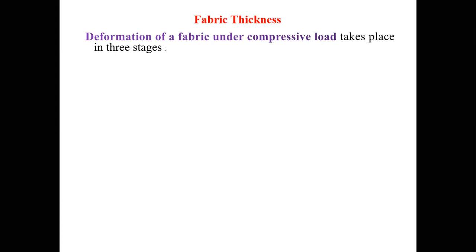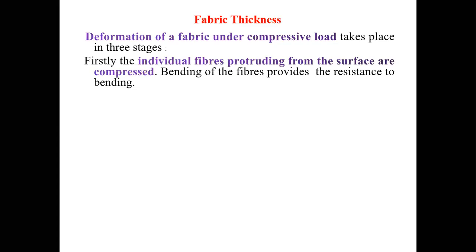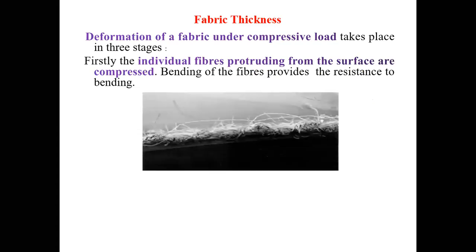Now let us see, when we apply a compression load onto the fabric, how the fabric will behave. Naturally, the fabric will deform. Now, the deformation of the fabric will take place in 3 different stages. Firstly, the individual fibers protruding from the surface are compressed first, and the bending of the fibers provides the resistance to bending. That means if we apply a compressive load onto the fabric, first the individual fibers which are coming out from the surface of the fabric will compress first. See, this is the fabric, and these are the fibers which are protruding from the surface of the fabric.